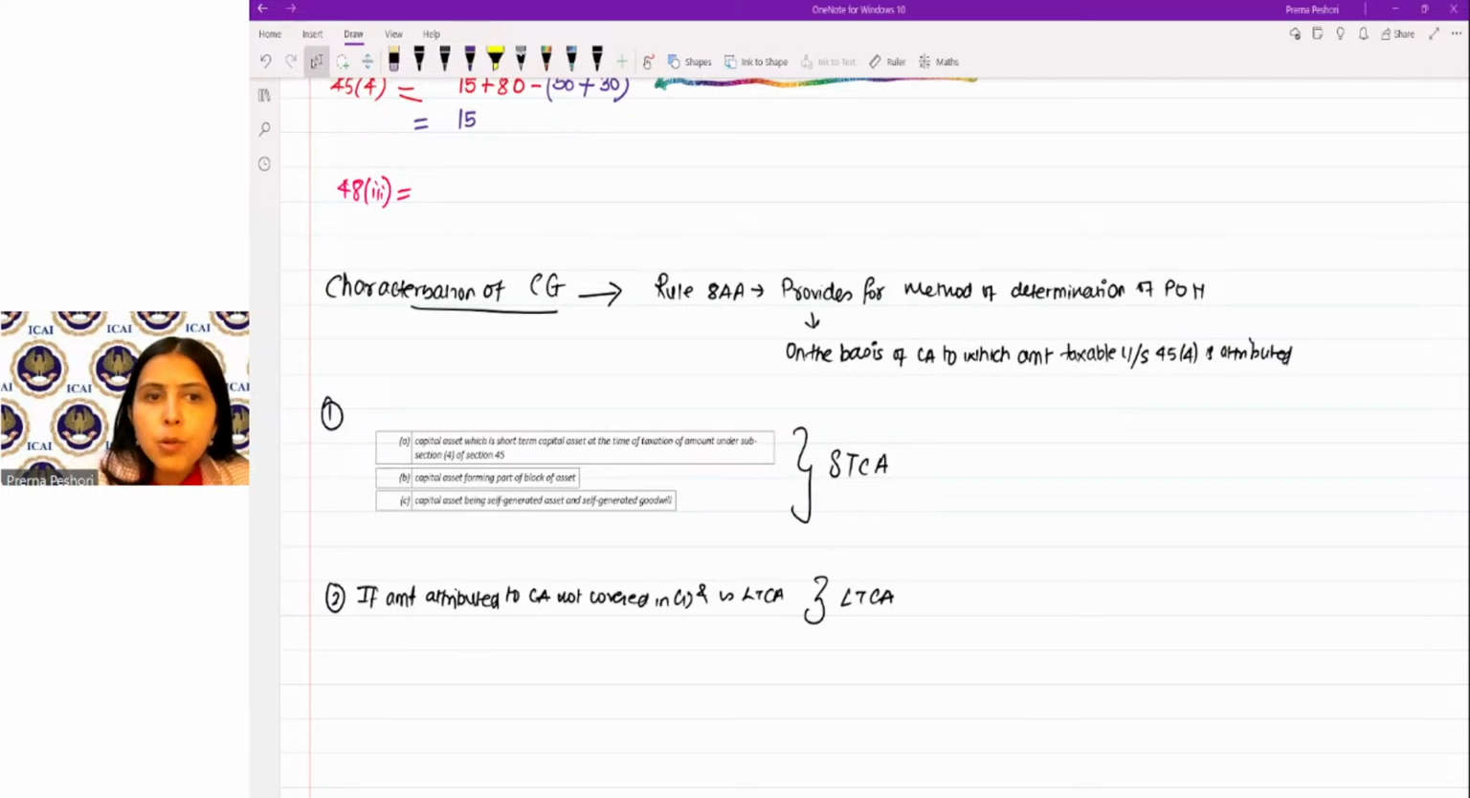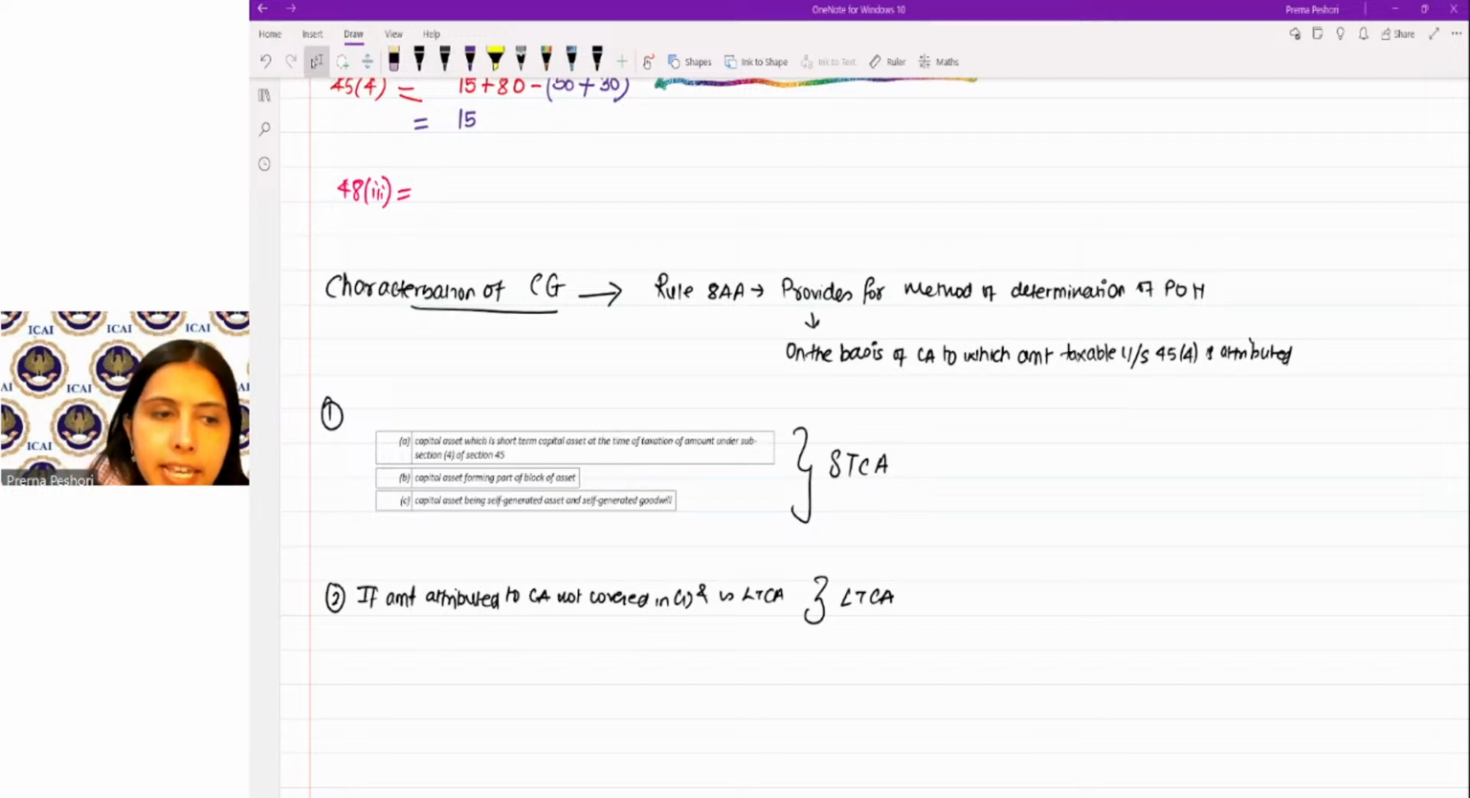So if it is attributed to a short-term capital asset, or to a depreciable asset, or to goodwill or a self-generated asset, then it will be considered a transfer from a short-term capital asset. Else, it will be considered a long-term capital asset.